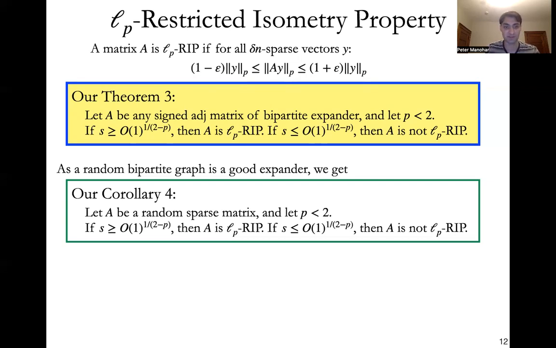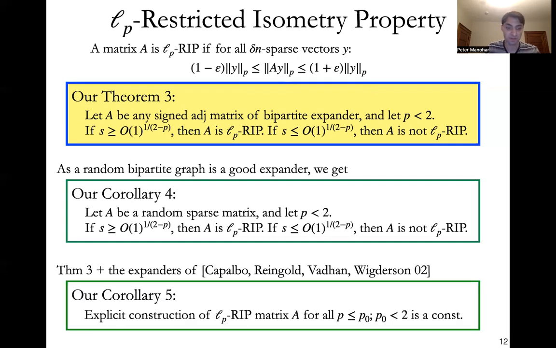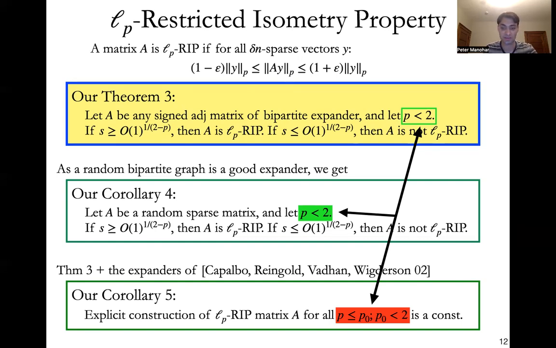The first is that if we take a random bipartite graph, since it's a good expander, we show that a random sparse matrix will also be LP RIP. And when we plug in explicit constructions of expanders, we get an explicit construction of an LP RIP matrix. And one thing to point out here, though, is that theorem 3 and corollary 4 are able to achieve LP RIP for any constant p less than 2, whereas our corollary 5 is only able to get up to some threshold p naught, where p naught is strictly greater than 1, but also less than 2. So I'll explain what's going on here in a moment, but this is something to point out.